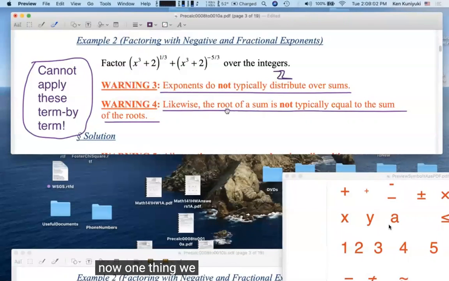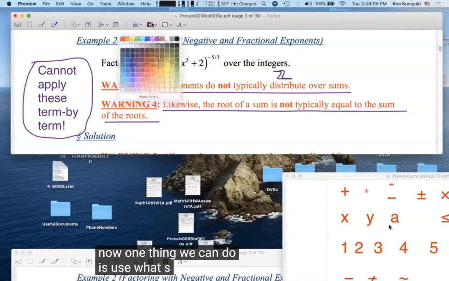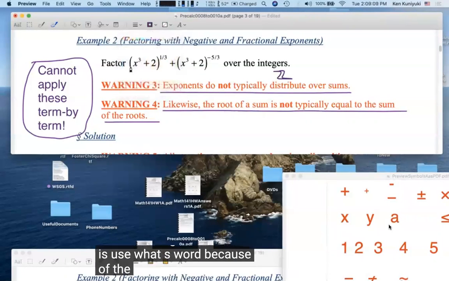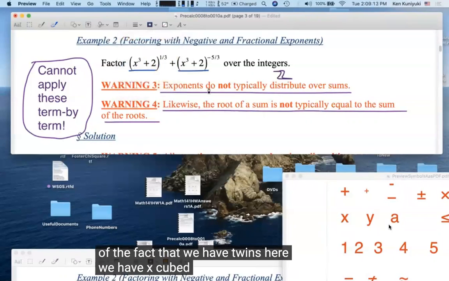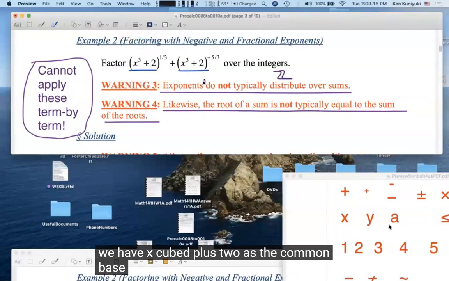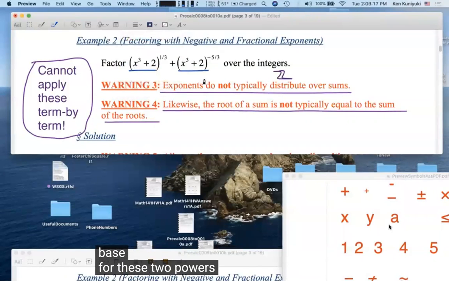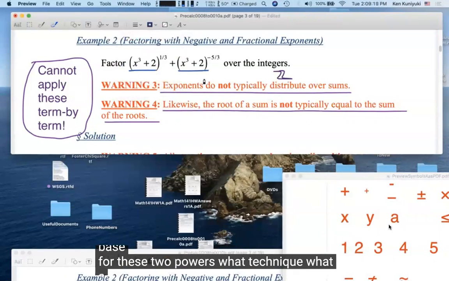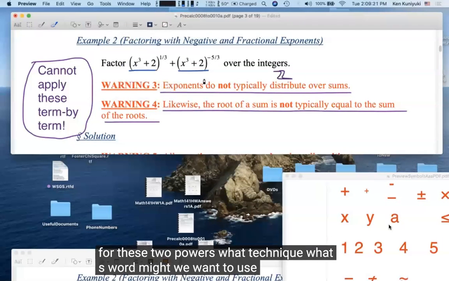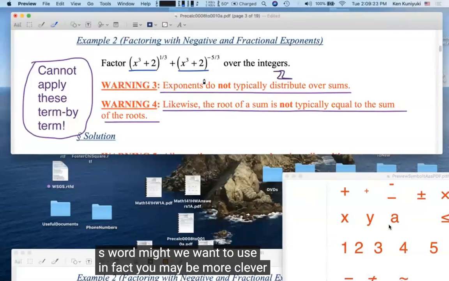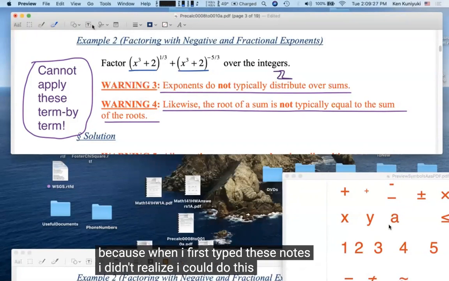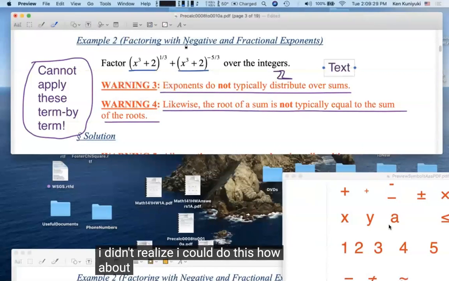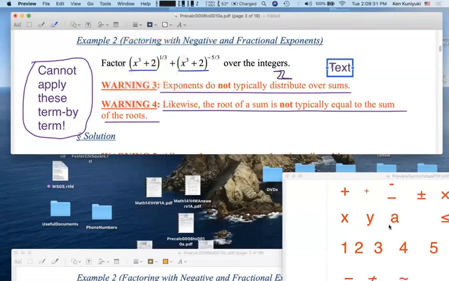Now, one thing we can do is use what S word, because of the fact that we have twins here. We have x cubed plus 2 as the common base for these two powers. What technique, what S word might we want to use? In fact, you may be more clever than I am, because when I first typed these notes, I didn't realize I could do this. How about substitution?